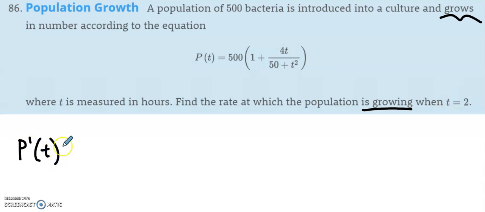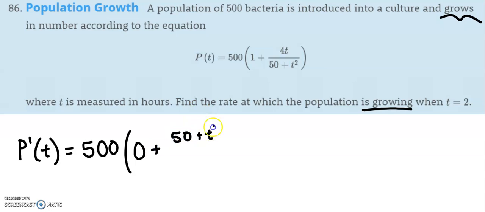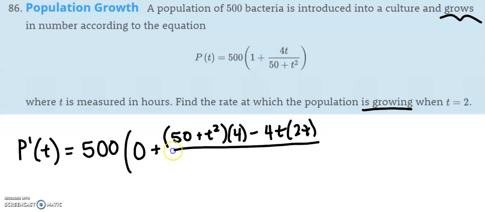So the slope of population is going to be equal to 500, because my constant multiple is just going to stay out in front. Okay. Derivative of 1 is 0, plus, this is going to require a quotient rule, low d high minus high d low all over low low.